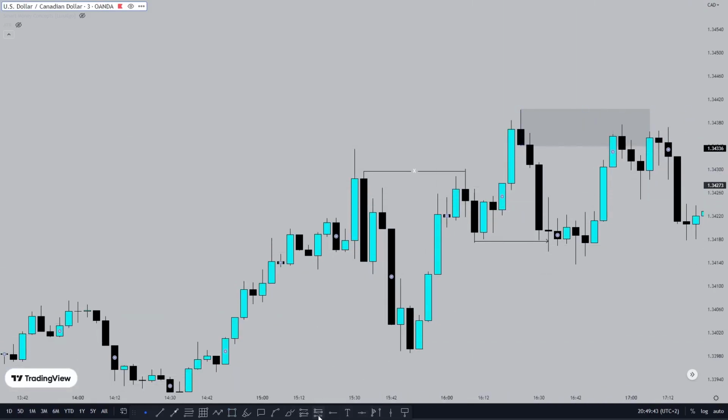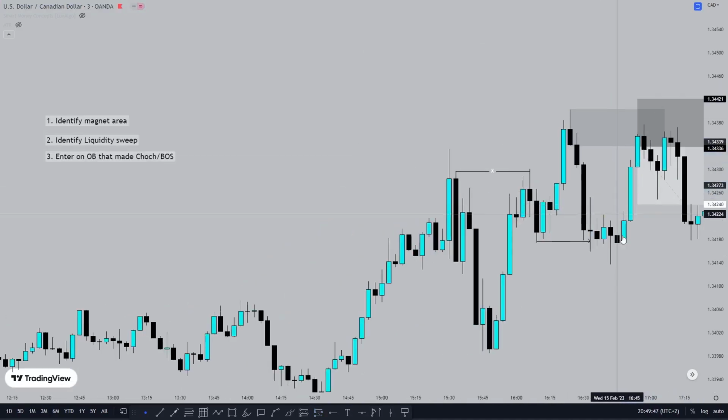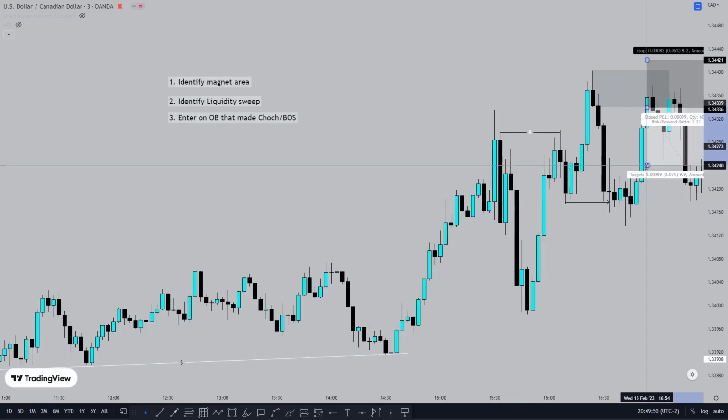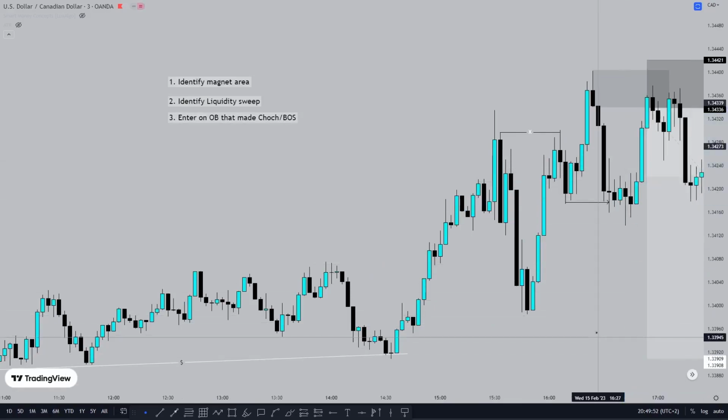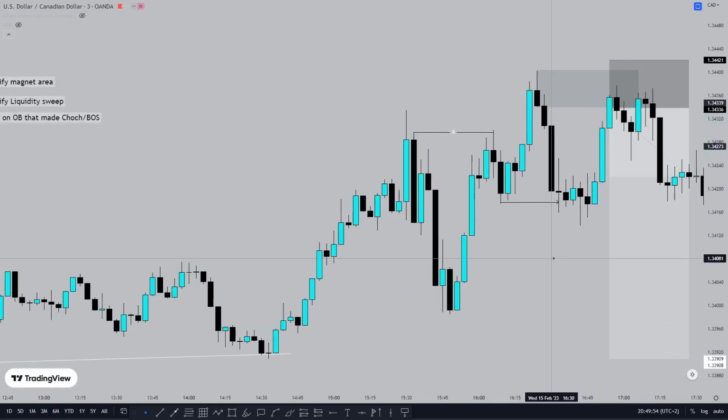Now, as you can see, our first entry would have been over this supply right over here. Okay, so just above here, and as I said, targeting our magnet area. So just to this low right over here. Unfortunately, I did miss the first initial entry, but we don't need to worry about anything.